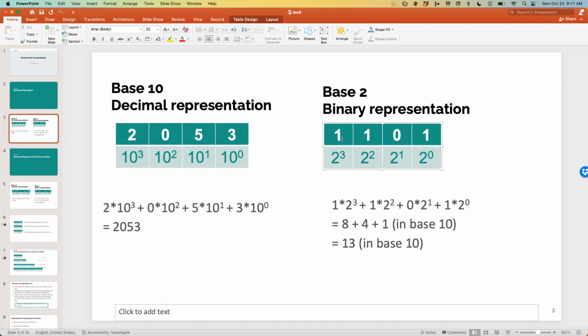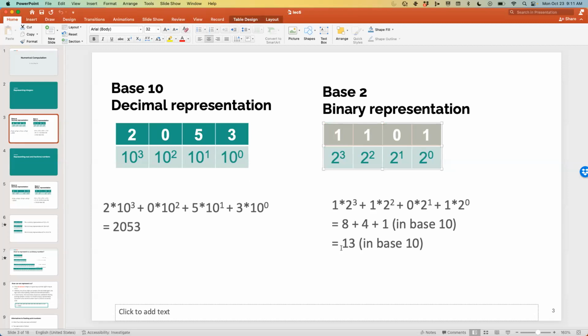So these are the representations. This is the binary representation. Everything is either 0 or 1. If you want to convert it into base 10, you multiply each digit by its respective power of 2 and then add them up. So what you get is 8 plus 4 plus 1 in base 10, which equals 13. In other words, 13, as we interpret it in base 10, is stored in the computer as 1101.